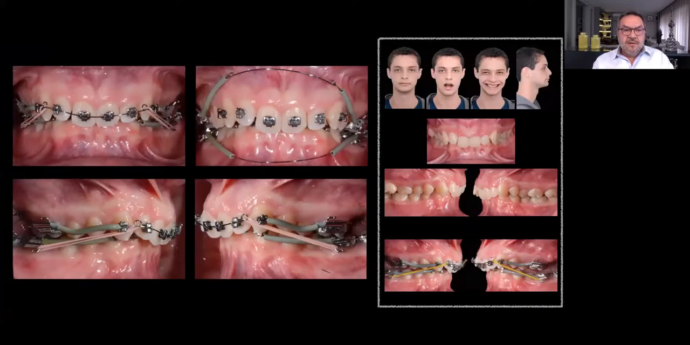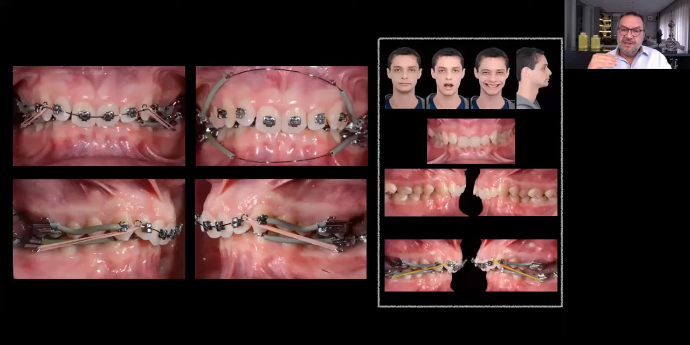Okay, take a look at the 016 arch wire. It is very strong in both arches, the maxilla and mandible, because in the last webinar we talked about making a very strong anchorage bend in the upper arch only.